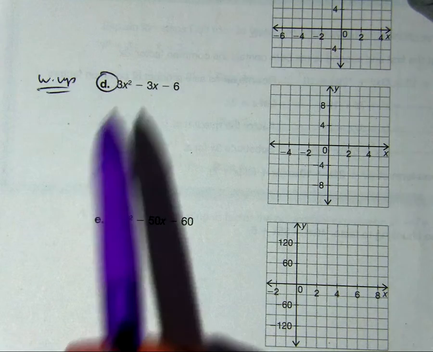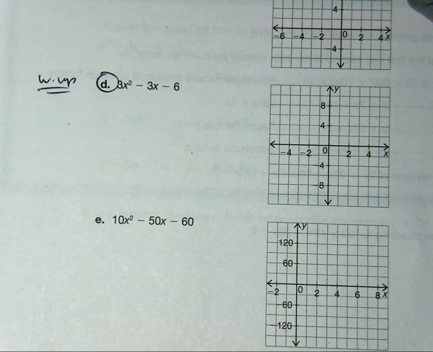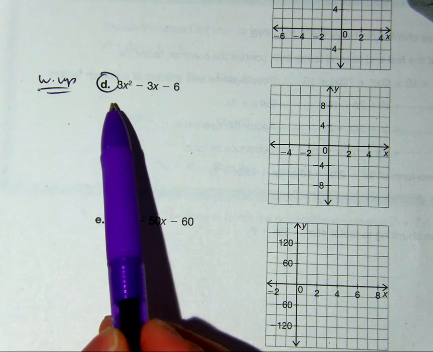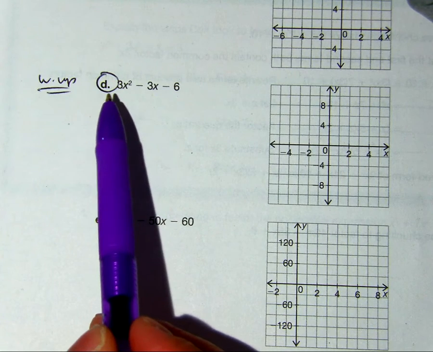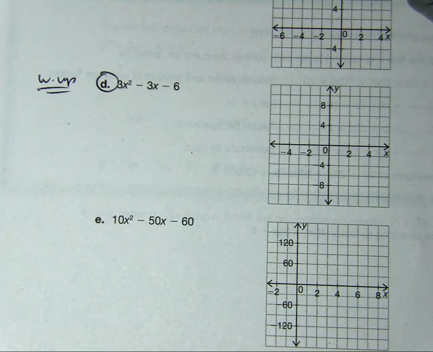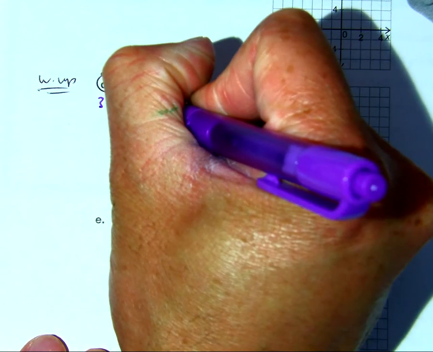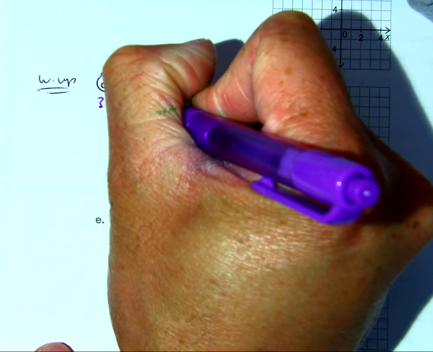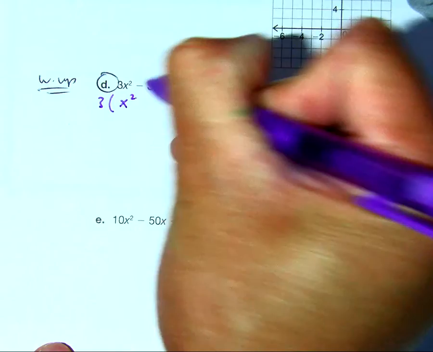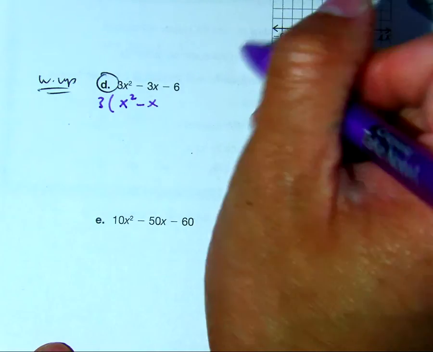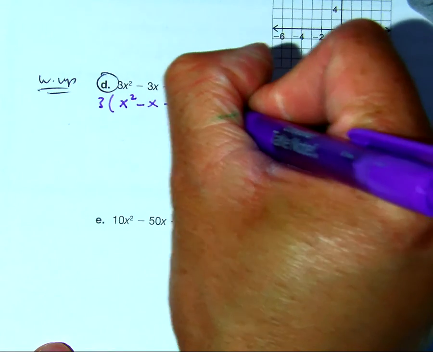Alright, show me with your thumbs. Is there a GCF? Yes. Show me with your thumbs. Thank you, Moses. Yes, there is. Class, tell me, is 3 the greatest common factor? Yes, sir. Yes, it is. 3 times what? 3 times 2. X squared and then minus x, and then minus 2.